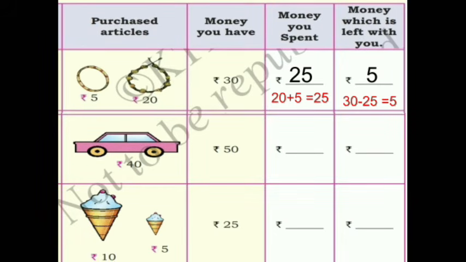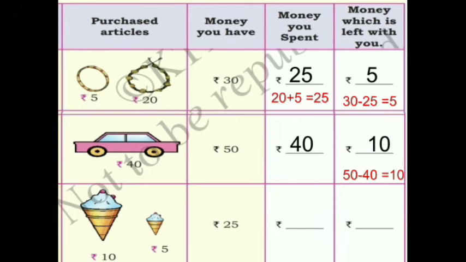See the second question. Here we have 50 rupees. We brought a car for 40 rupees. We spent 40 rupees. Now, how much money left with us? 50 minus 40 is equals to 10. Therefore, 10 rupees left with us.